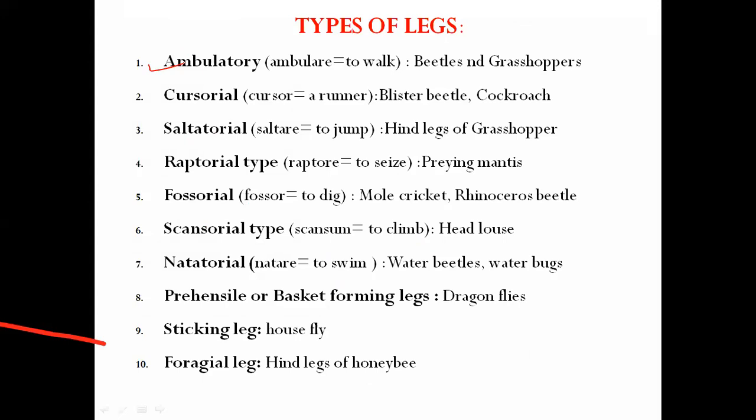Ambulate means to walk, that is called the walking type of legs. Example, some beetles, some grasshoppers that have 3 pairs of legs, and these 3 pairs of legs are more or less similar in structure.